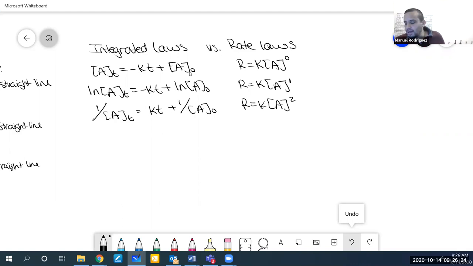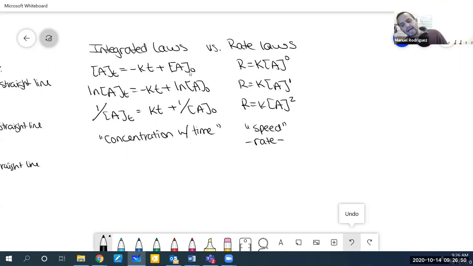So these are the rate laws and the integrated rate laws. The rate laws have to do with speed, the rate of the reactions, and the integrated laws relate concentration with time. So if the question is asking you how long it's going to take for something to happen, or how much of something you're going to have after a certain amount of time, they're working with integrated laws. Integrated laws are the ones that relate concentration or amount to time. Rate laws only focus on speed, how fast or how slow something is happening. So that is the main distinction between the two.